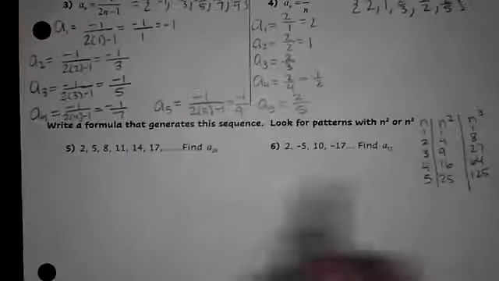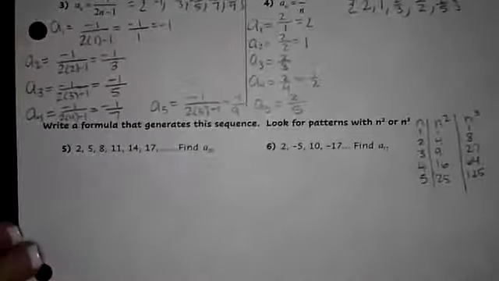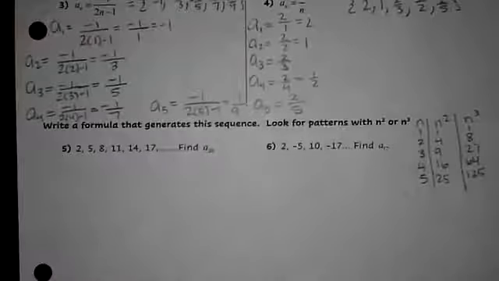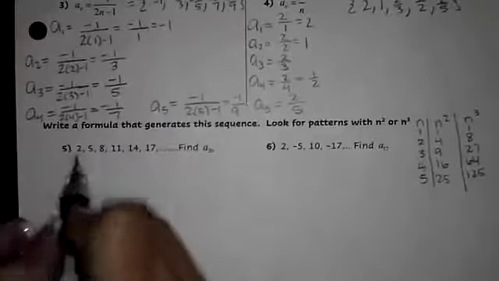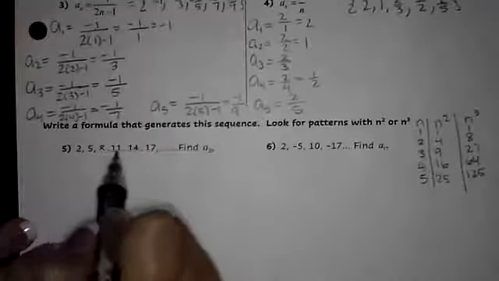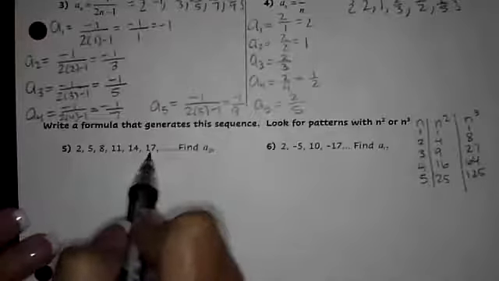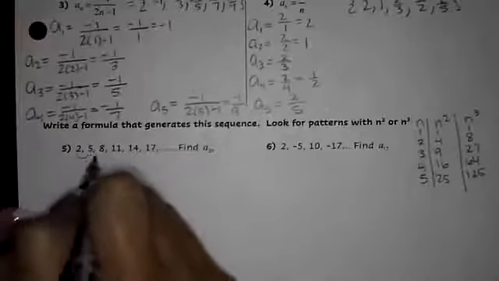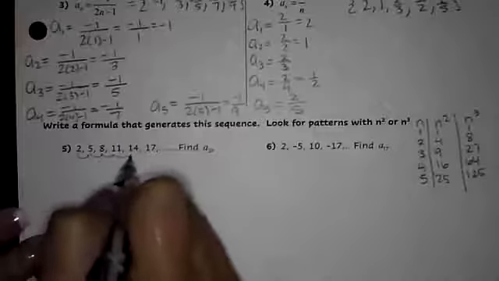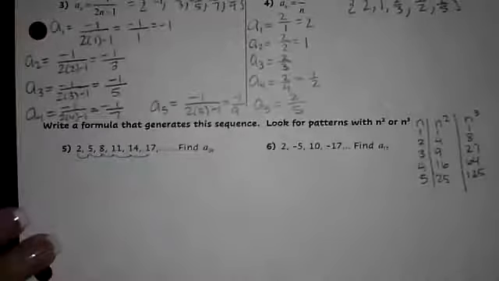All right, so we'll start with this first one. And again, this is stuff that you've done in Algebra 1 and Algebra 2 before. We're just putting it together with some new notation. So we've got the terms here, 2, 5, 8, 11, 14, and 17. The first thing I would want to do is find our differences. You want to check for linear, quadratic, or cubic. Those are the easiest ones to check first.